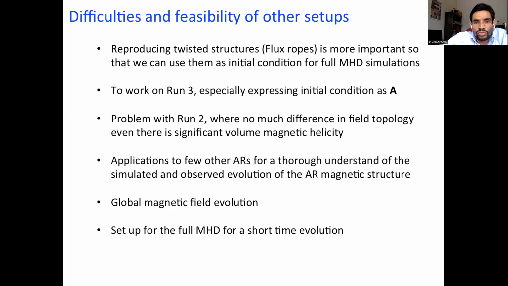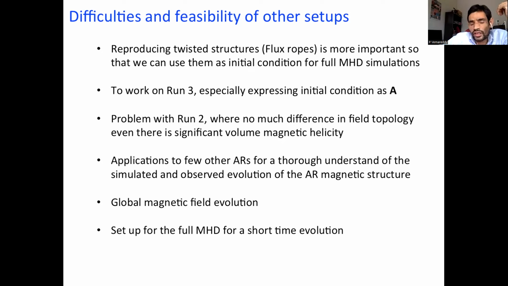Still I need to work on run number 3, because we need to write the initial field as a vector potential. We found some difficulty in understanding why there is not much difference in the field topology, even if there is a significant volume magnetic helicity. We need to apply this to other active regions also, and if it succeeds, we can also work on global magnetic field evolution.